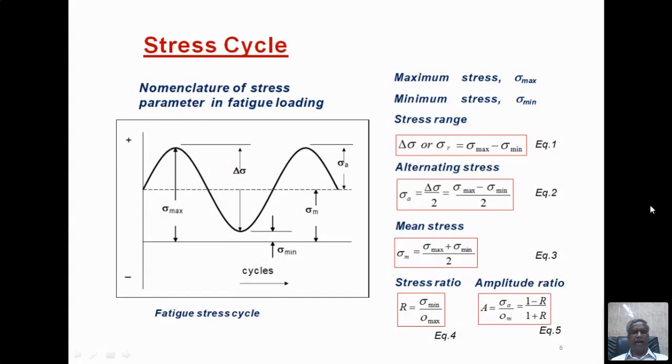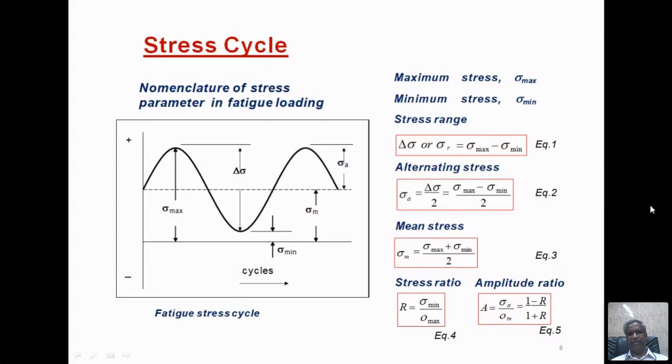Mean stress is nothing but average stress: sigma max plus sigma min by 2. It is denoted by sigma m. Alternating stress is denoted by sigma a. There is another interesting terminology called stress ratio. It is a very, very frequently used term, stress ratio, capital R. Normally we know a ratio as maximum by minimum, but no. Here, minimum stress divided by maximum stress is the stress ratio, R.